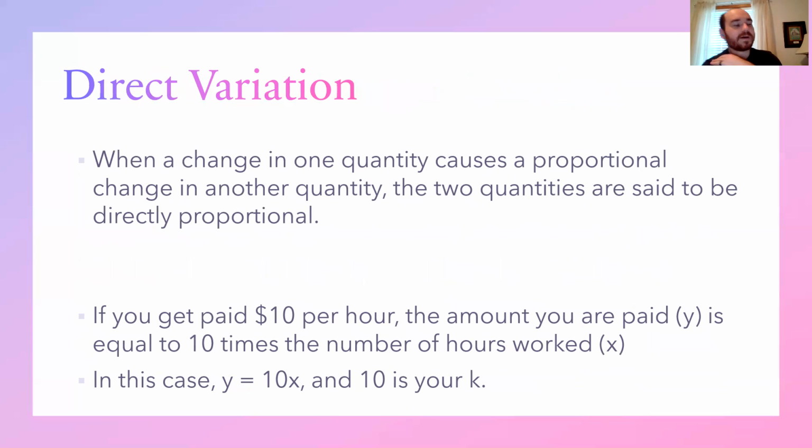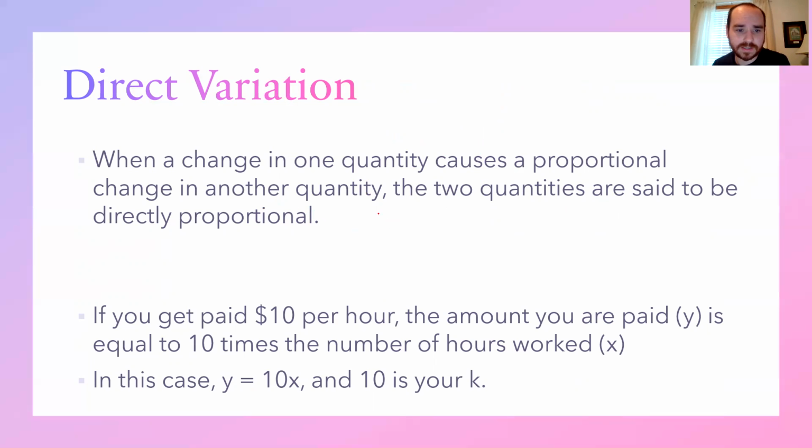The last thing we're going to talk about is direct variation. Honestly, you can think of this as any linear equation without a b. So when b equals 0. When a change in one quantity causes a proportional change in another quantity, the two quantities are said to be directly proportional. They might also be said to vary directly.